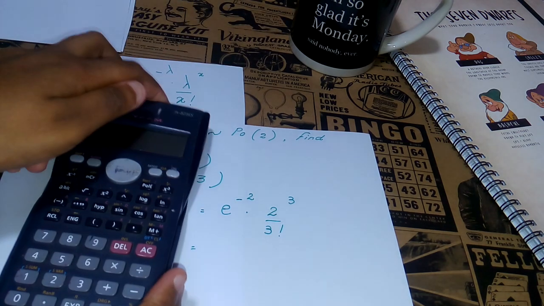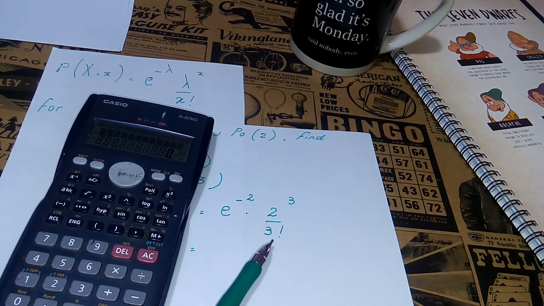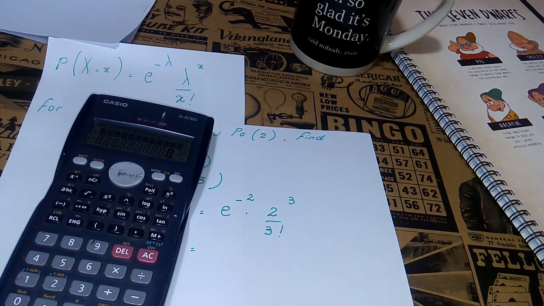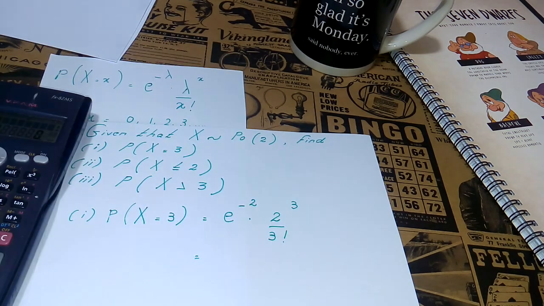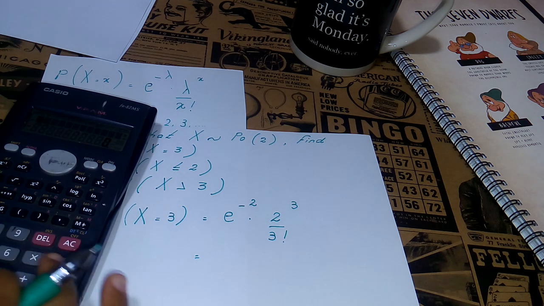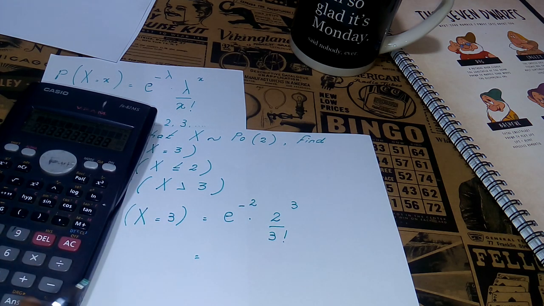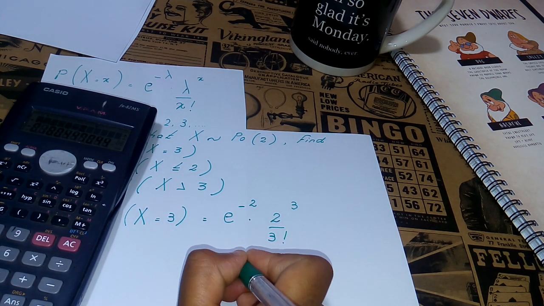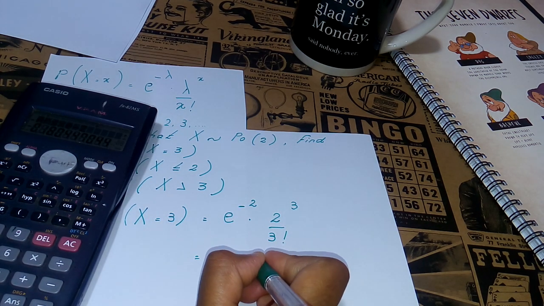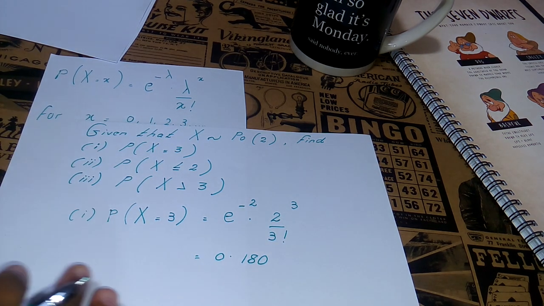Now you use a calculator to find the probabilities. So we have 2 to the power 3, which is 8, over 3 factorial, and then we multiply by the exponential of negative 2. So 8 divided by 6, multiplied by the exponential of negative 2. The answer is 0.180. So this was the first part.